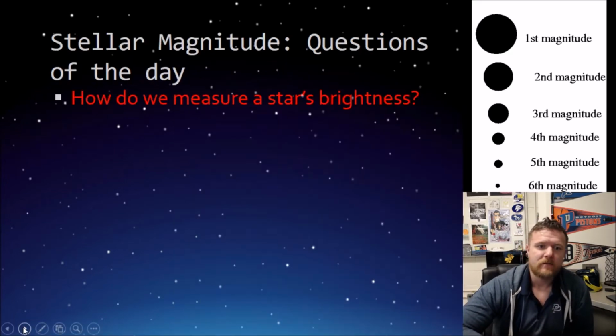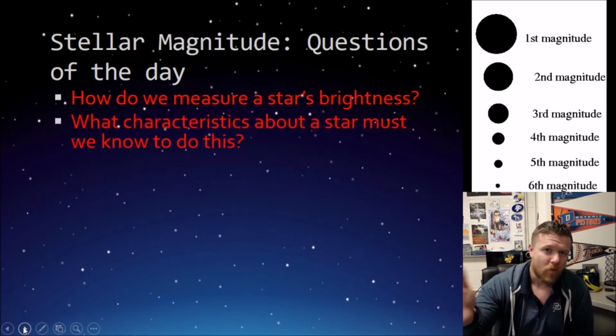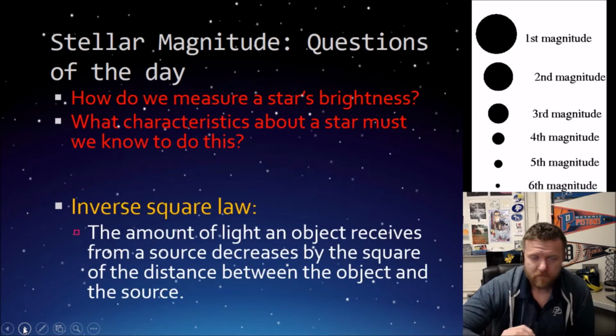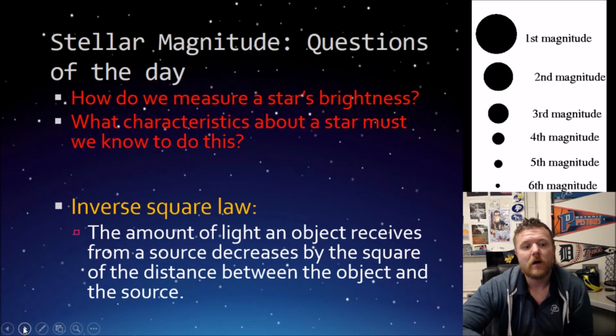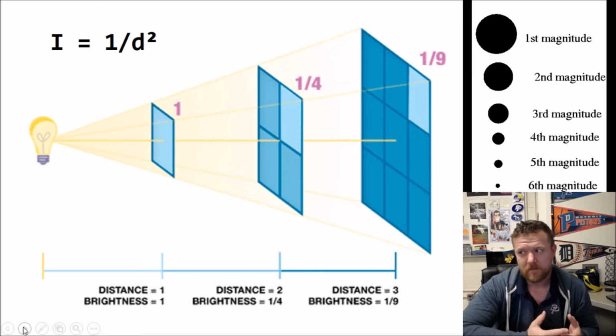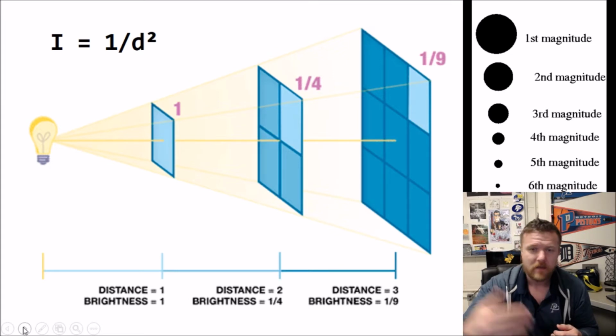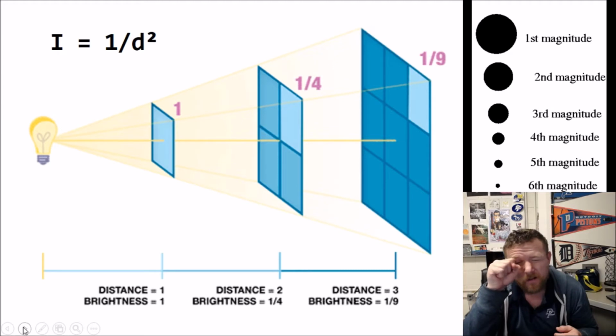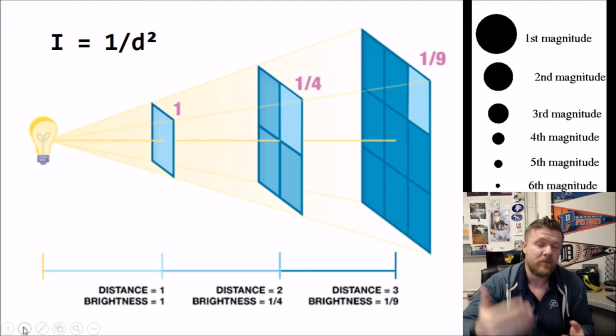Go ahead and write down today's question of the day. How do we measure a star's brightness, and what characteristics about that star do you need to know in order to do that? First thing that you need to know is what's known as the inverse square law of light. That basically says the farther away you get from something that gives off light, the less bright it seems. Hopefully that's obvious to you. If you are looking at a flashlight that's a mile away, it's not going to appear very bright. Same flashlight held up to your eyeball, it's going to be much brighter.